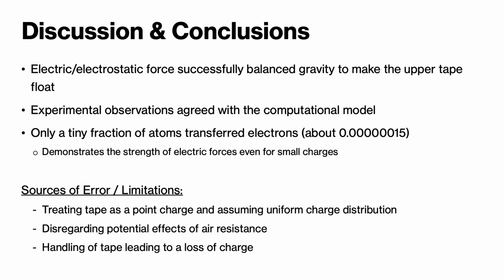Overall, the electrostatic force successfully balanced gravity, allowing the upper tape to float. The experimental observations agreed well with the computational model given the simplifying assumptions used. One important takeaway is that static electricity involves extremely small charge imbalances, yet these imbalances can still produce very noticeable forces. Possible sources of error include treating the tape as a point charge, assuming a uniform charge distribution, and ignoring air resistance. Additionally, handling the tape could cause some charge to be lost, and other environmental factors like humidity may affect how well the tape retains its charge.